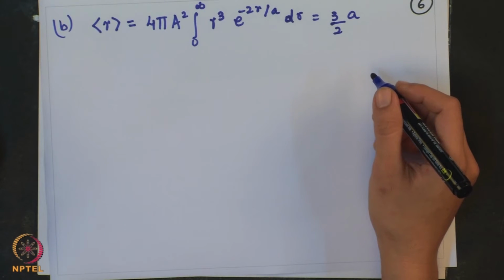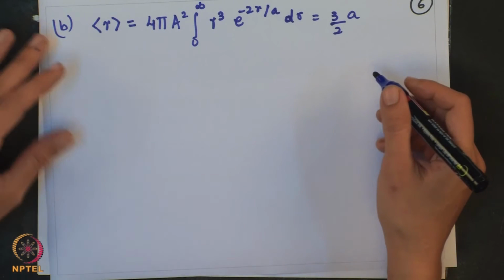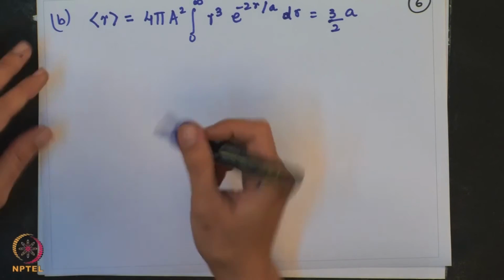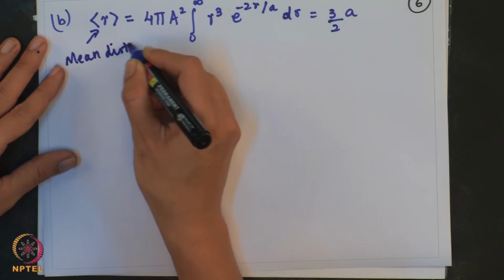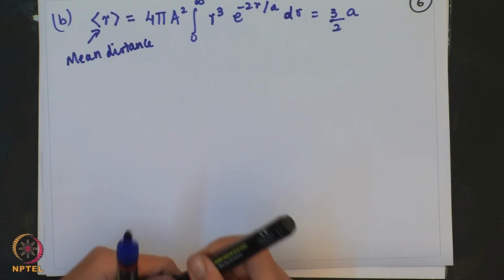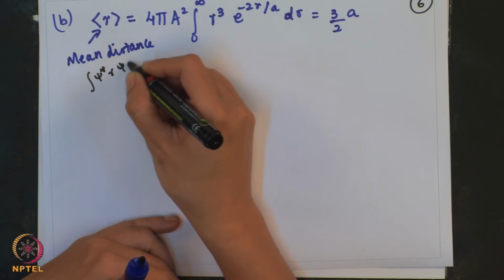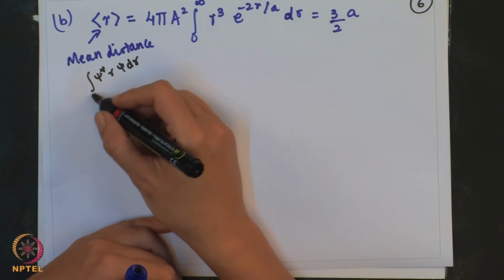So, mean distance is one thing you have to evaluate, then the root mean square distance and the most probable distance. These are the 3 quantities you have to evaluate for the electron in a nucleus in the ground state. So, this is the mean distance, which was obtained by psi star r psi dr, as simple as this, 0 to infinity.